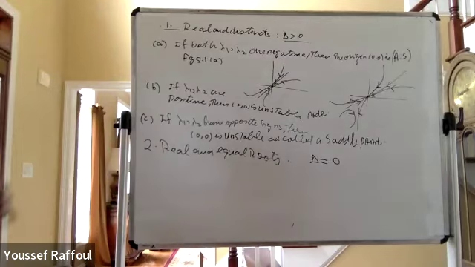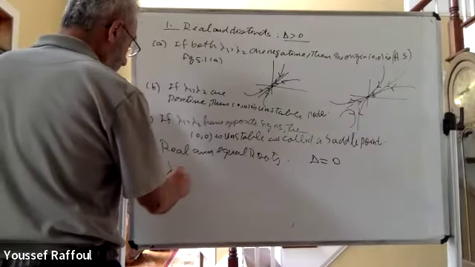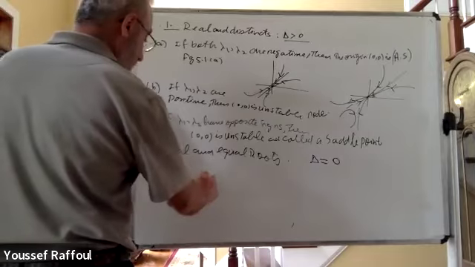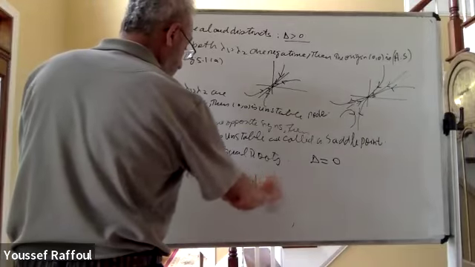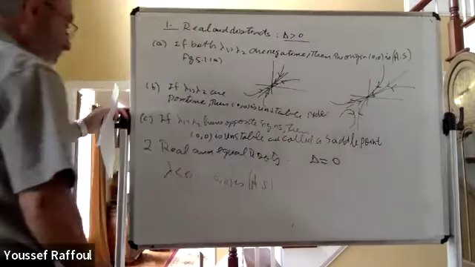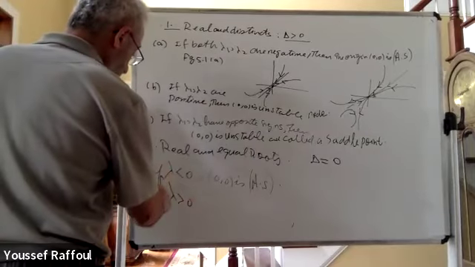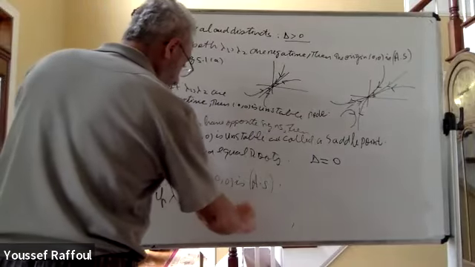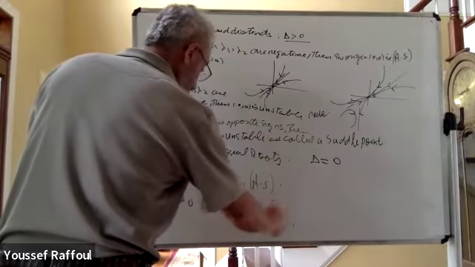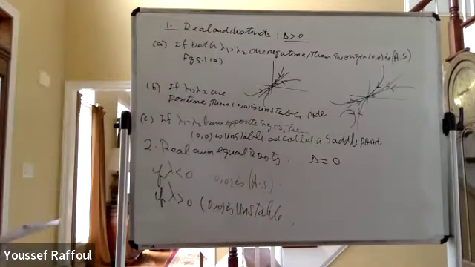And so the case is lambda is less than 0, then 0, 0 is asymptotically stable. Lambda positive, then 0, 0 is unstable.